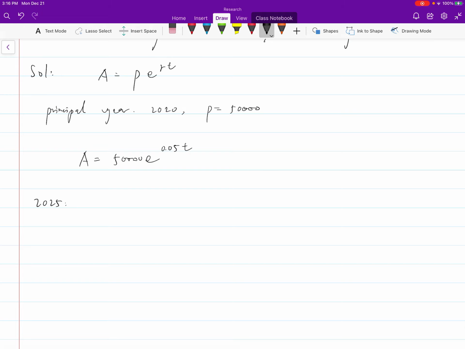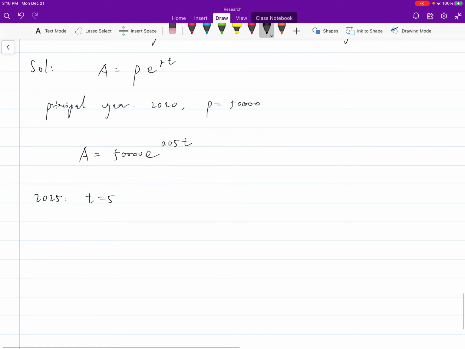For 2025, if we use 2020 to be the principal year, that means T equals 5, which means 5 years after 2020. For 2008, if you use the baseline to be 2020, that's going to be 12 years ahead of time, so you need to plug in -12. With that in mind, use a calculator, we can calculate it.